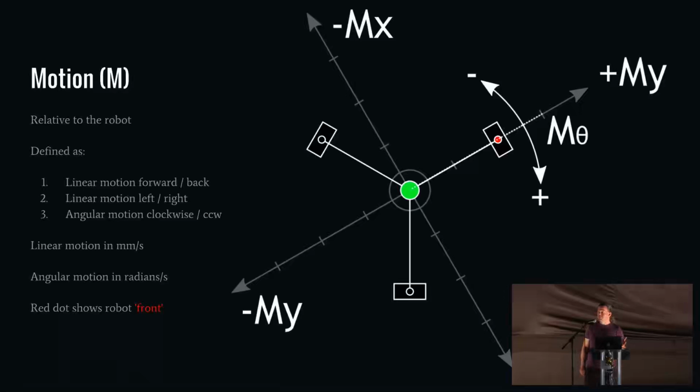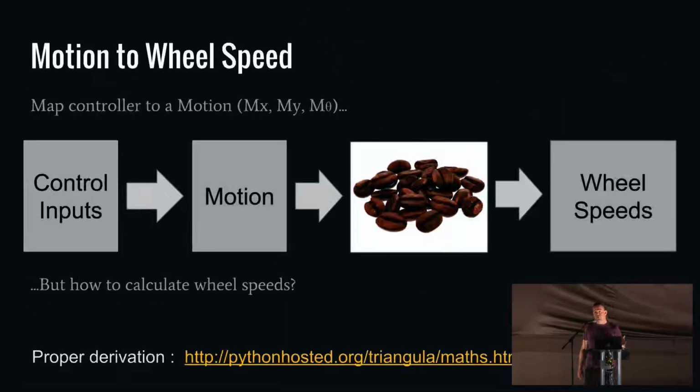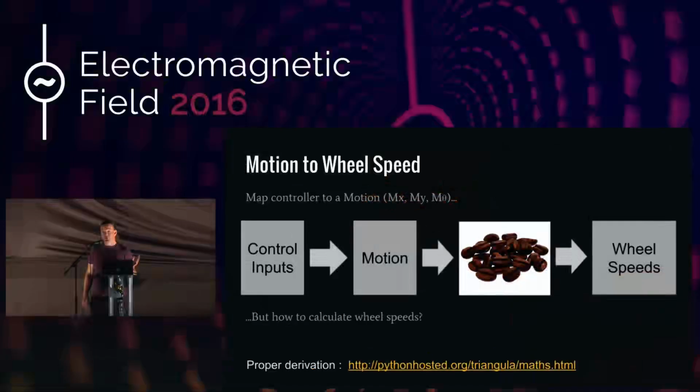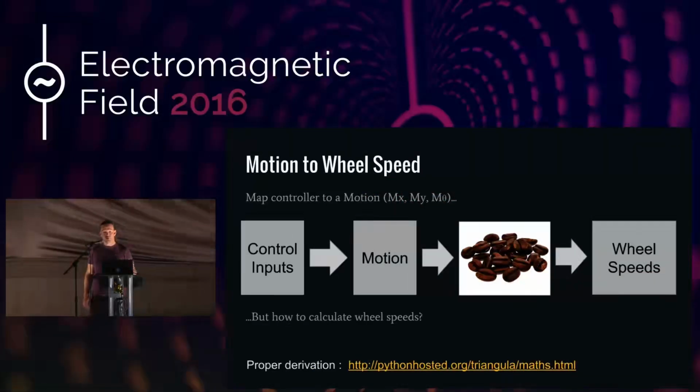Okay, so we can derive that motion from the controller. For example, what I've got here is the left analog stick drives the left and right, forwards and backwards parts, and the right analog stick x-axis drives the rotation. So I can set the robot going in one direction, and steer with the other stick. We still have to work out the wheel speeds, however. We haven't really done the hard bit yet.